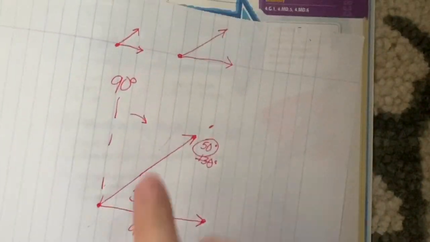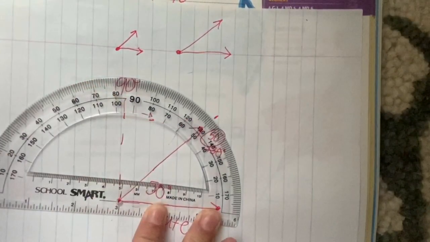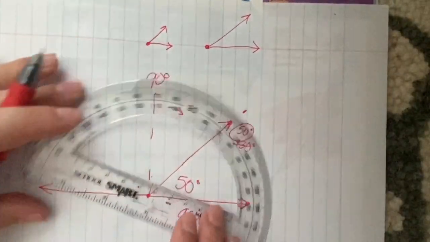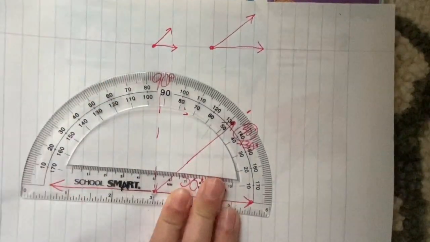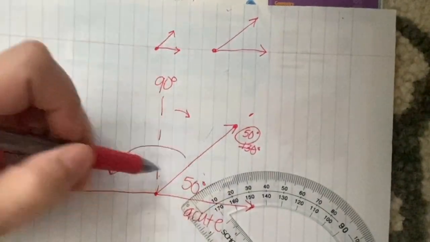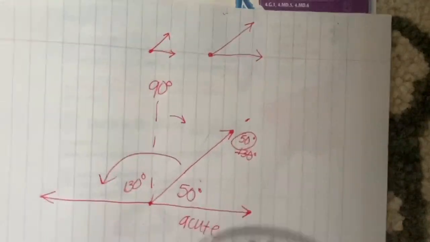It's an acute angle, okay? The reason why there's a 130 right here, guys, is if there was a ray that went this way, and we were measuring this way, then this angle would be 130. So that's why there's those two numbers. So we'll do another one together.